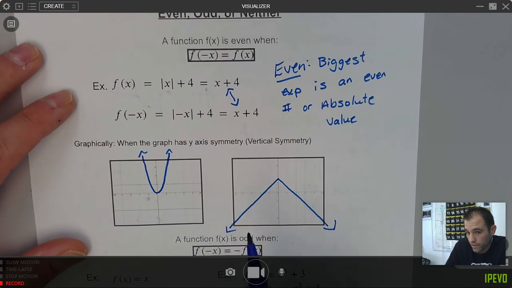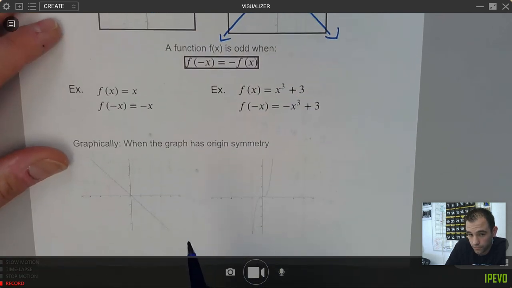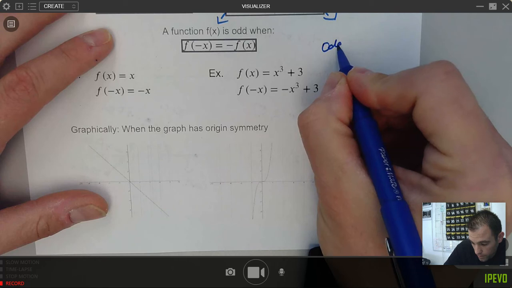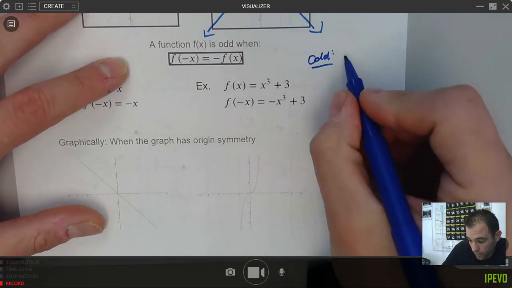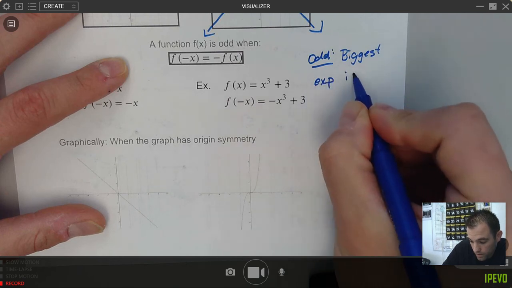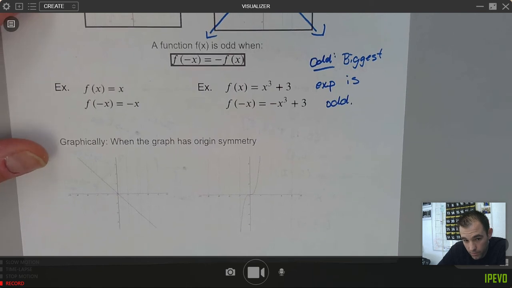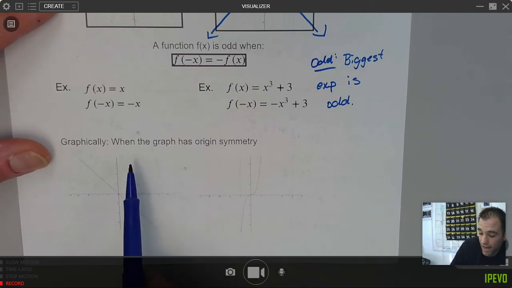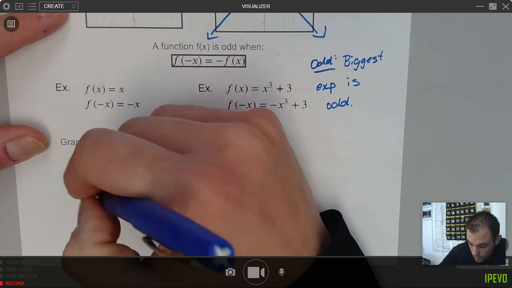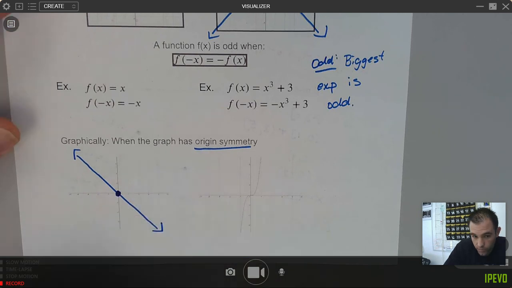So again, if you're unsure, look at the exponent, or graph it in Desmos and look for symmetry. The other option is an odd function, okay? So an odd function, same thing is going to occur. I bet you're probably struggling figuring this out. The biggest exponent is, go out on a limb, odd. Okay, so the biggest exponent is odd. And odd functions have what we call origin symmetry. So for example, if we had this line right here, right at the origin, they are symmetrical now.